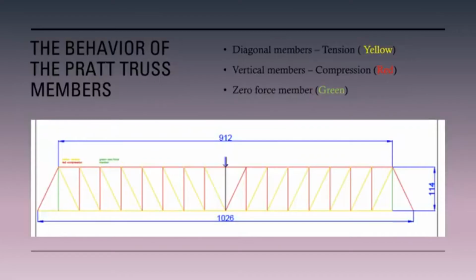When the load is applied to the center of the Pratt truss, we can notice that the vertical members, which are in red, are in compression, while the diagonal members in yellow are in tension. And there are also two members in green, which are the zero force members.